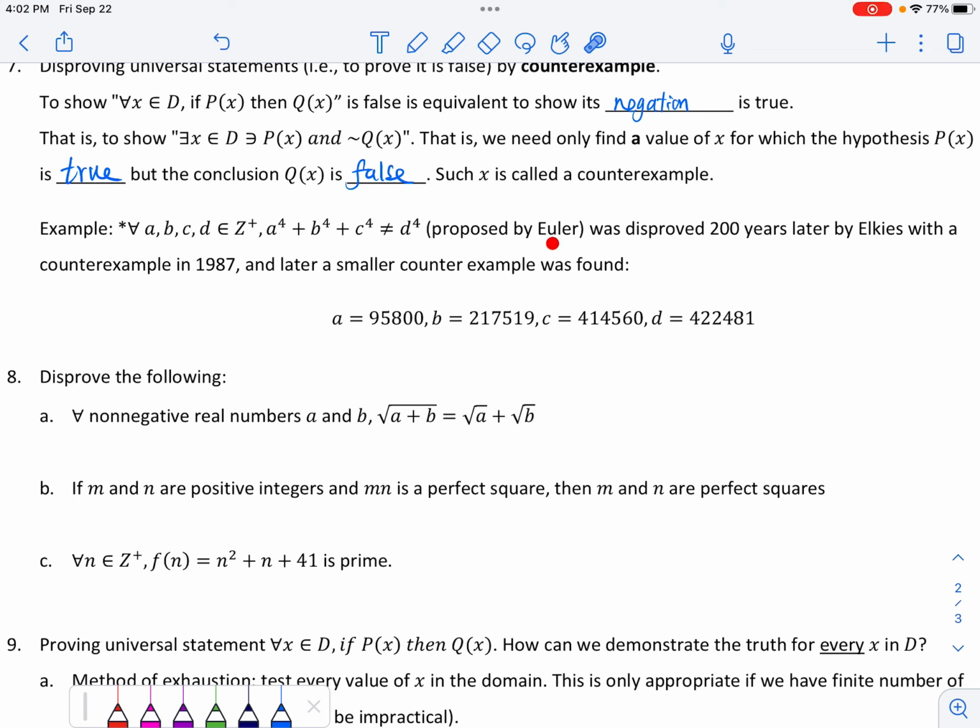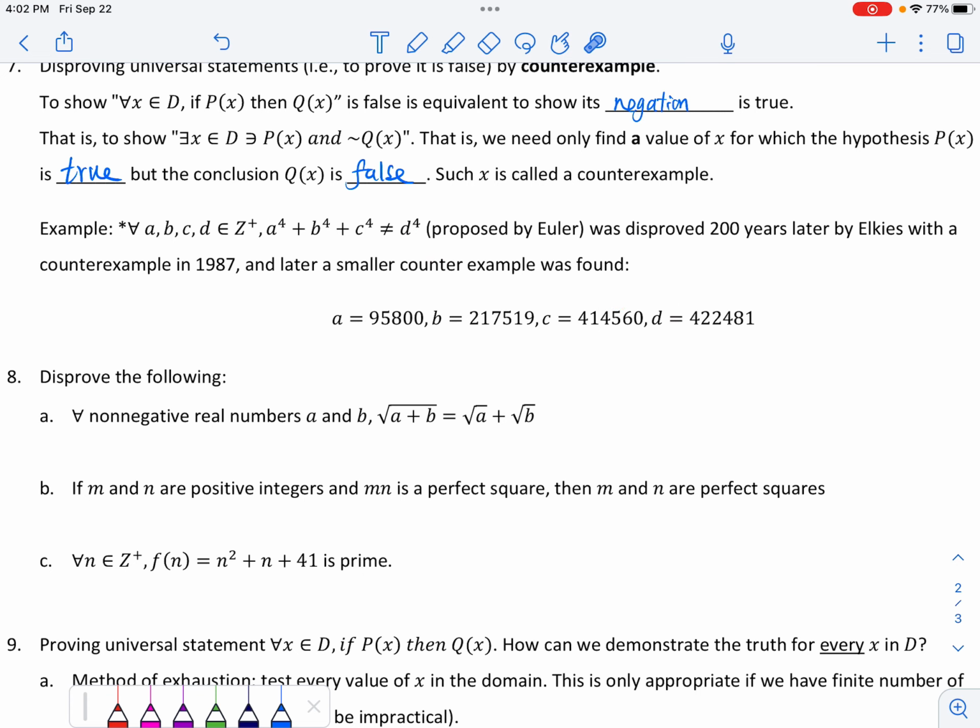That's proposed by Euler. Actually, it was disproved about 200 years later. Of course, another smaller counterexample was found later, I think by computer search. So this is one counterexample. In this example, you can check that a to the fourth plus b to the fourth plus c to the fourth is actually equal to d to the fourth.